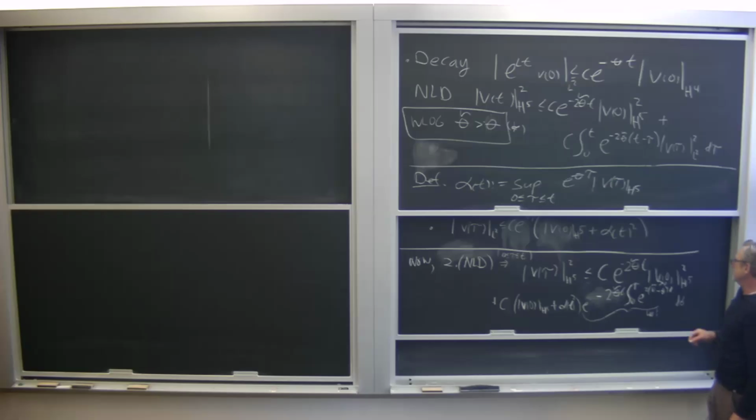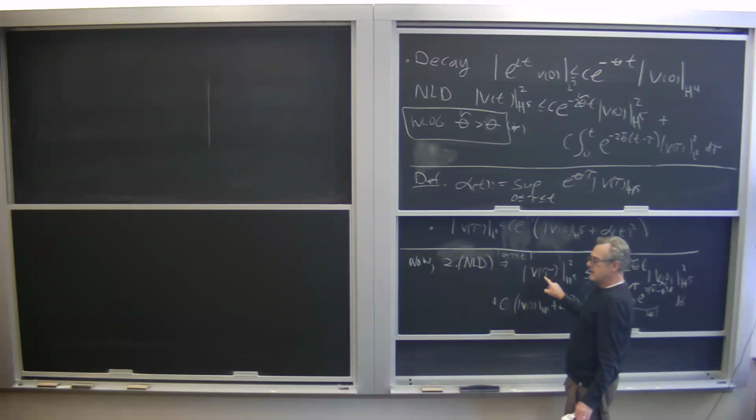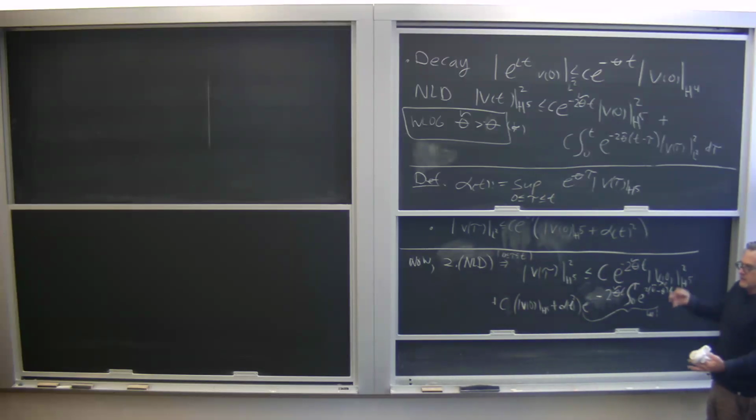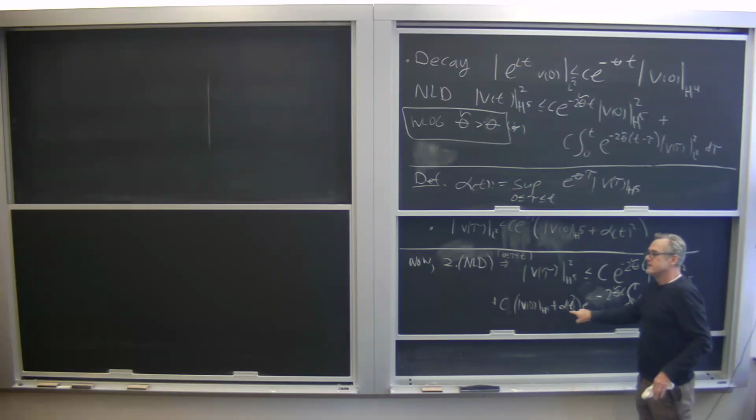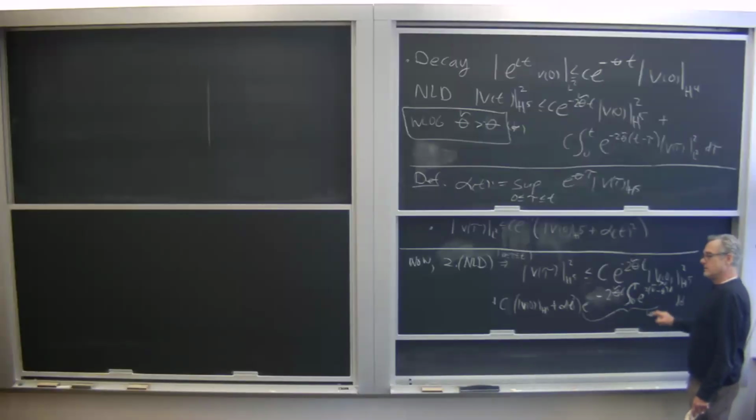Integrate up to tau or up to t? From 0 up to tau only. I'm only estimating at tau, but just the way the final estimate is, I want to allow tau to be between t and 0, so I always use alpha of t to control tau. Okay, so I integrate this.